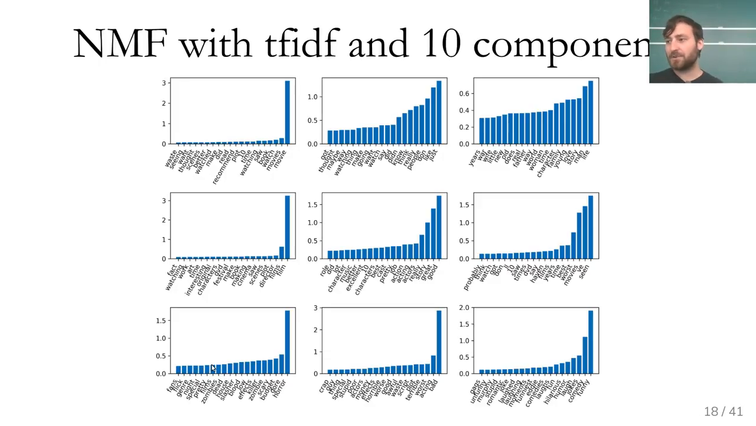So the relative magnitude within one component matters. I don't think I used regularization, so you can't really compare the entries in this versus this. But because everything is positive, the magnitude matters. So this component is really mostly about movie, and this one is mostly about film. You can also see that people that use the word film talk about cinema and festivals and the directors, whereas the people that talk about movies don't talk about these fancy things.